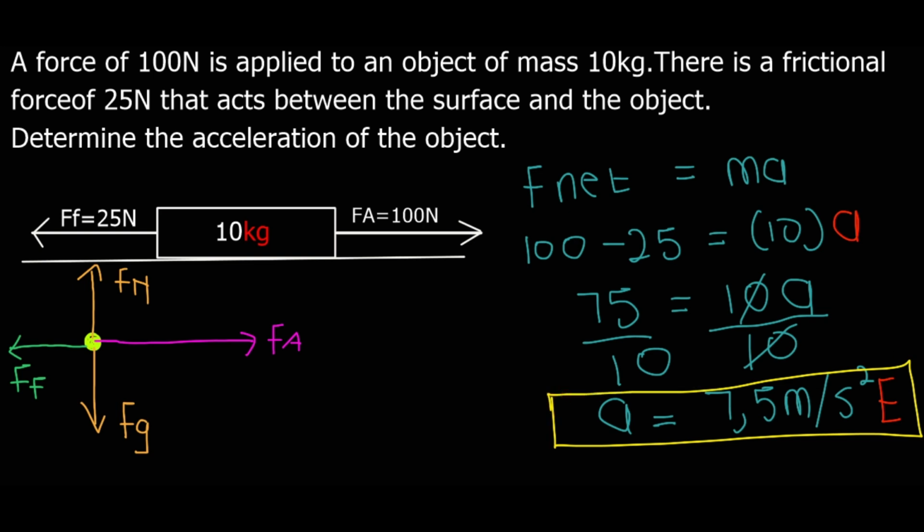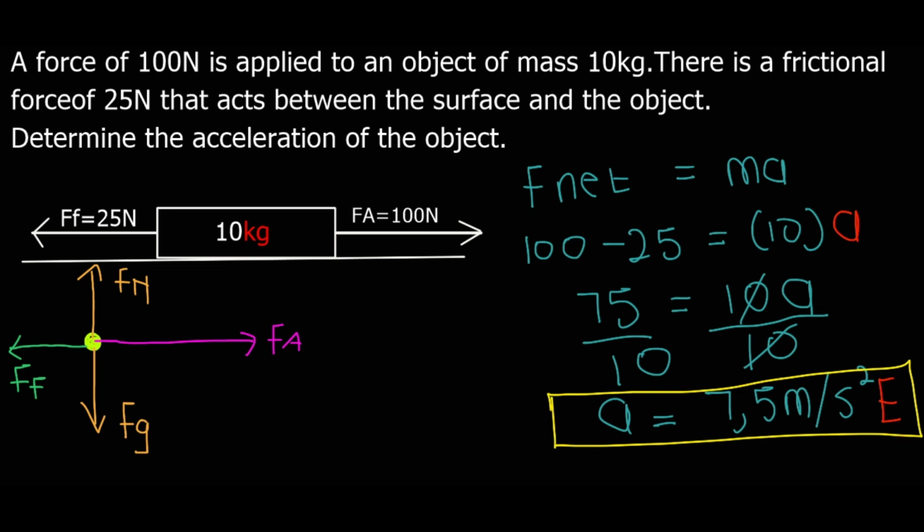The reason it is east is because this object is going to the right, and to the right is positive, so this object's acceleration here is positive. If this acceleration were negative, it would be to the left. This object would be decelerating, meaning it would decrease its velocity. So this is our answer anyway.